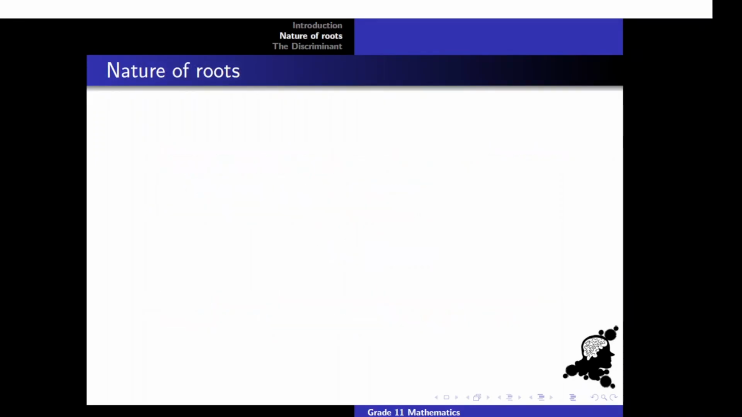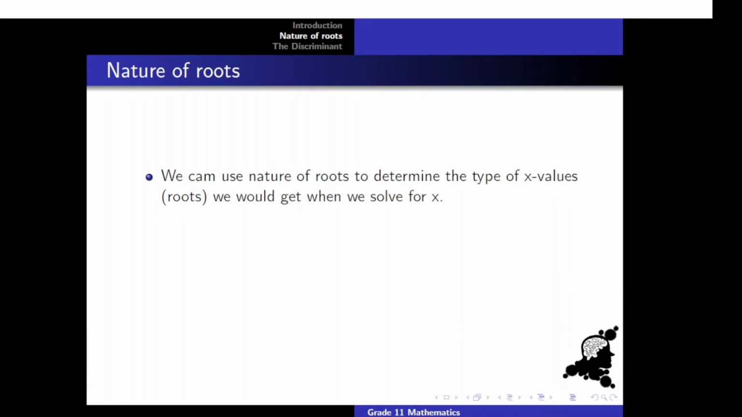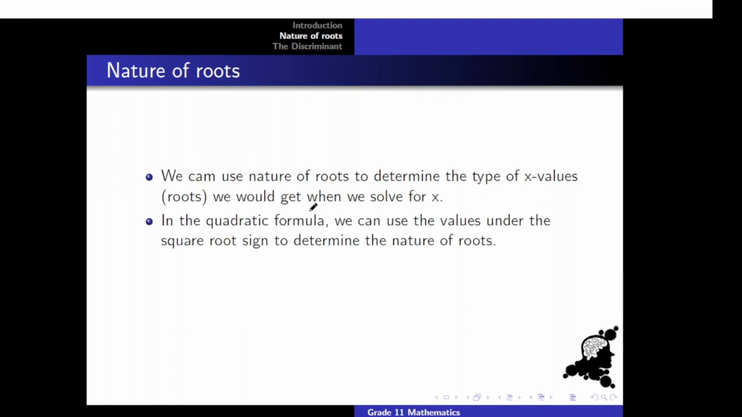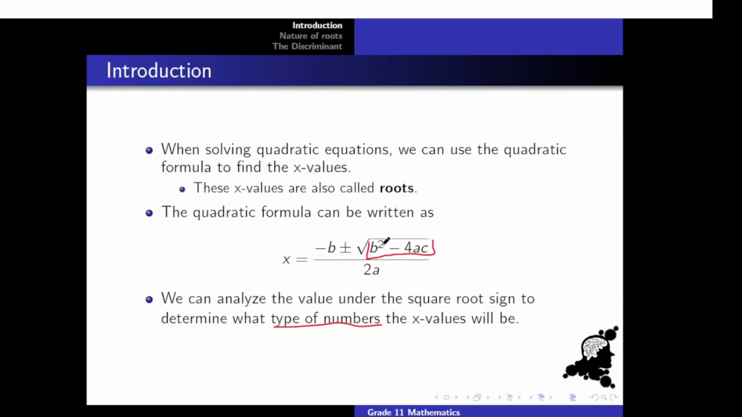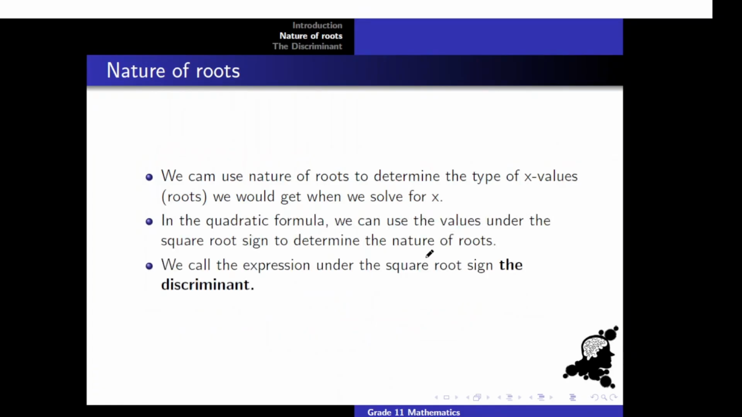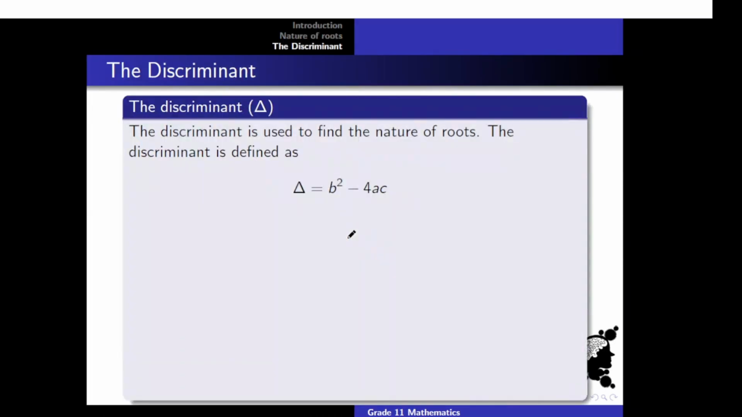Now let's get into the subject of today's video, which is the nature of roots. So we can use nature of roots to determine the type of x values, or the type of roots we would get when we solve for x. We've already spoken about this. In the quadratic formula, we said we use the values underneath the square root sign to determine the nature of roots. So if we go back to the previous slide, we're talking about the values under the square root sign. And one way we could do that is we can have an expression under the square root sign being called the discriminant. We'll actually look at that in the upcoming slides.